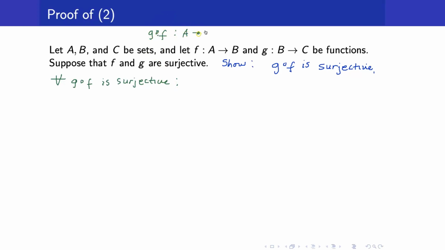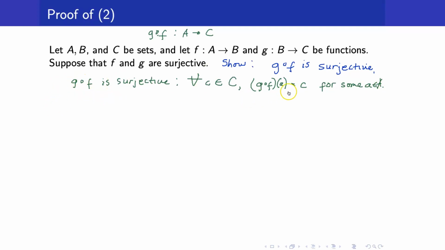Take note that G circle F is from A to C. Correct? When you are surjective, that means that all elements in the codomain can be expressed as the image of an element in A. So we have for all C in capital C in the codomain. We want to show that this C can be written as the image of some element in A. I will write here for some, instead of writing there exists, for some A in capital A. That is what we want to show.